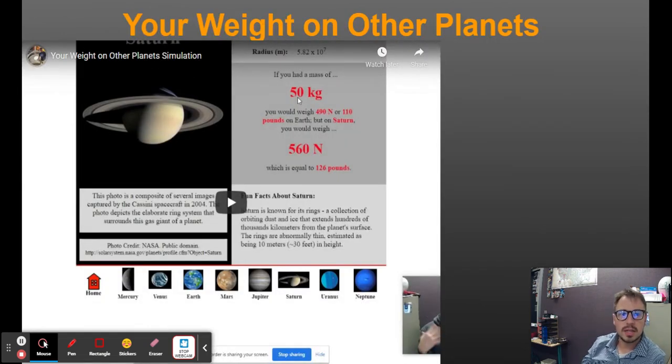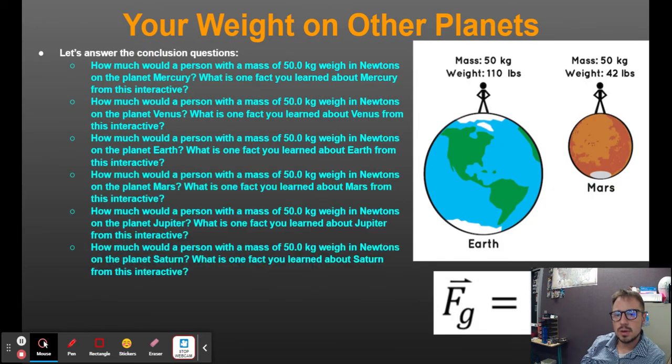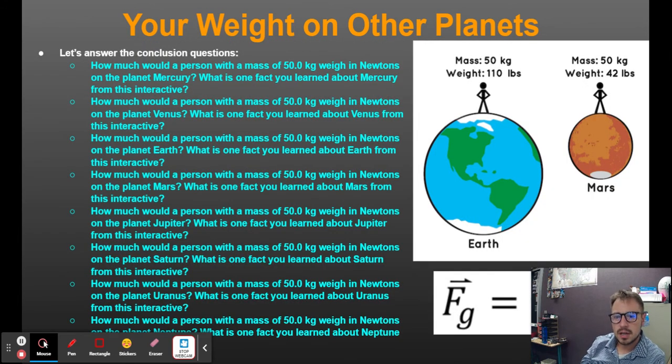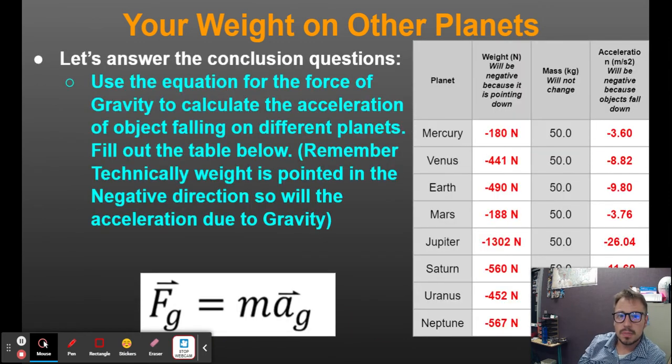Now, this activity was your weight on other planets. In this one, you take a 50 kilogram person that goes to the other planets, and it gives you their weight. Now, it'll give you the weight as a positive number. It will just give you the magnitude. However, remember, it's negative because it's going in the downward direction. So notice that the weights are given to you as positive numbers, but you do have to add that negative because when you're calculating the acceleration of all objects on that planet, you do need to know that it's negative, right? So you just take the weight divided by the mass, and you're going to get the acceleration.